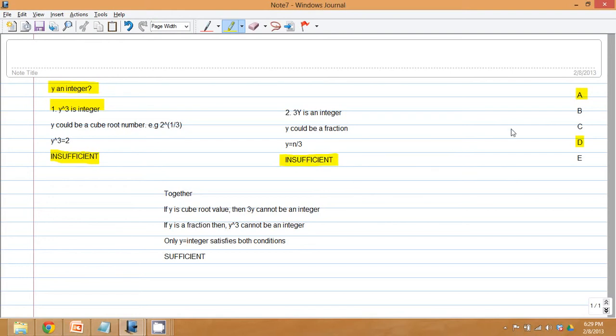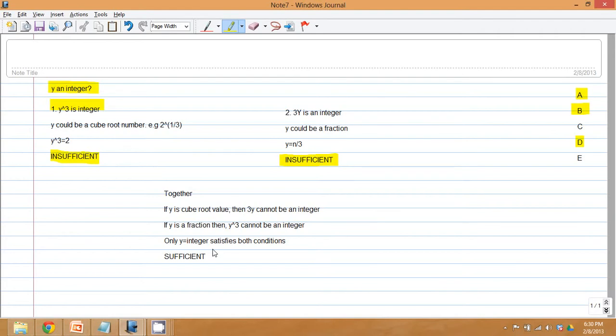So since this is insufficient, B is also out of question, because B says 2 needs to be sufficient. Now let's consider it together. Now when you consider it together, it turns out pretty funny, because we need to consider different sorts of numbers, different sorts of fractions, decimals, positive values, negative values, even 0, until we find contradictory answers obtained from the same option.